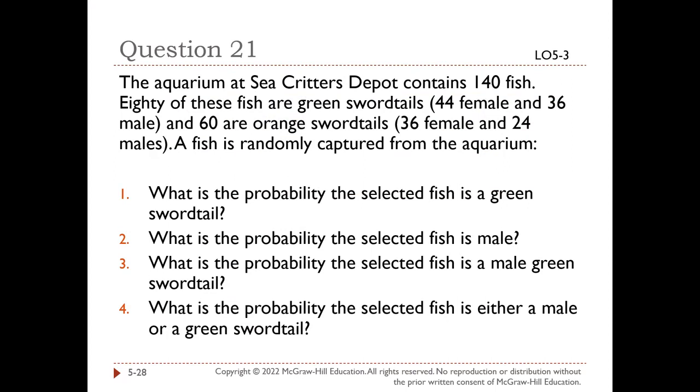Next, the aquarium at Sea Critters Depot contains 140 fish. 80 of these fish are green swordtails, 44 female and 36 male. And 60 are orange swordtails, 36 female and 24 male. A fish is randomly captured from the aquarium. What is the probability the selected fish is a green swordtail? What is the probability that the selected fish is male? What is the probability the selected fish is a male green swordtail? What is the probability that the selected fish is either a male or a green swordtail?